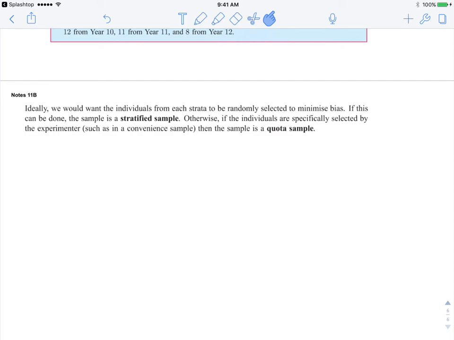Ideally, we'd want the individuals from each stratum to be randomly selected to minimize bias. So you wouldn't want to ask all your friends. If this is done, it is a stratified sample. Otherwise, if the individuals are specifically selected by the experimenter, such as for convenience, then it is a quota sample.